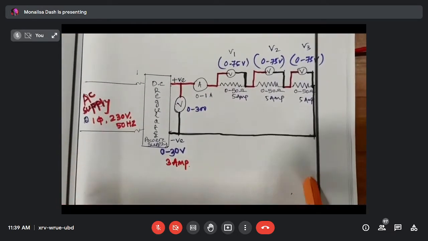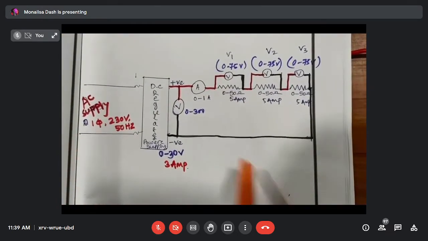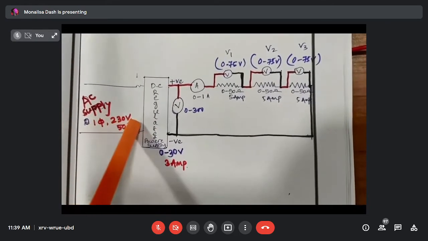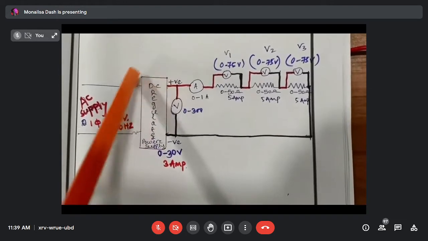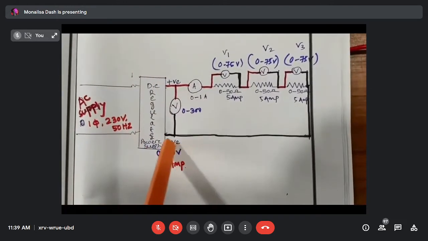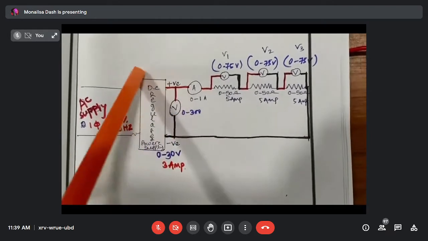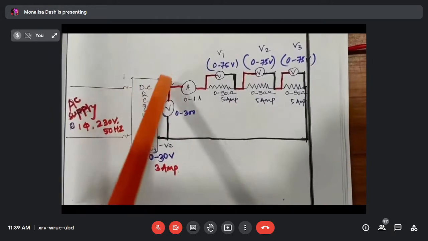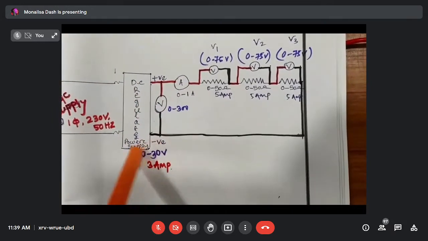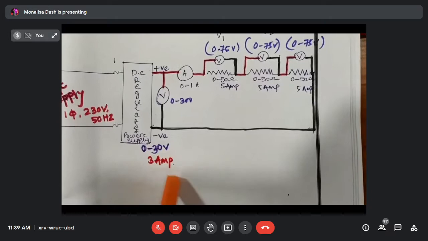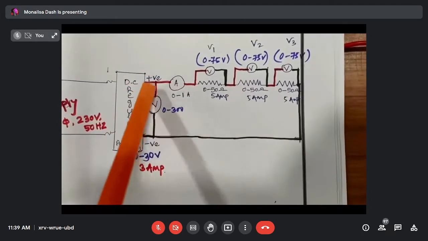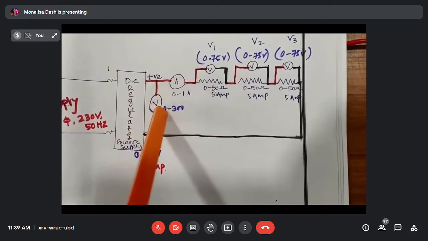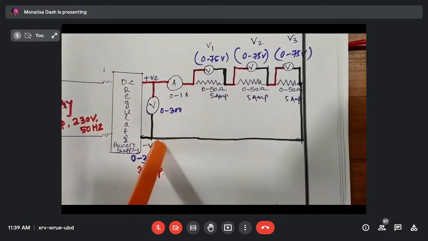This is the circuit diagram of the KVL circuit, and this is our AC supply, single phase 230 volt 50 hertz. Here we need DC supply, that's why we take one DC regulated power supply, whose input is AC and output is DC, and its rating is 0 to 30 volt and 3 ampere. To see across how much voltage it will come, we take one voltmeter across that DC regulated power supply.